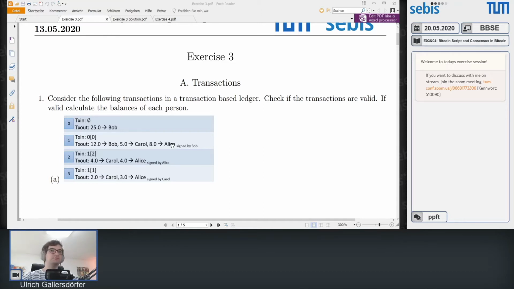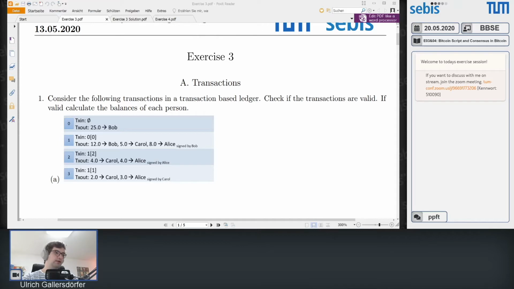And then we see that the last transaction takes transaction 1 and index 2. So it's not Bob, but Carol. It's also signed by Carol, so that's valid. And so the 5 from Carol are spent. We now need to spend these 5, and she gets 2 back. So it's 4 plus 2 for Carol, and Alice receives 3. So it's 4 plus 3.